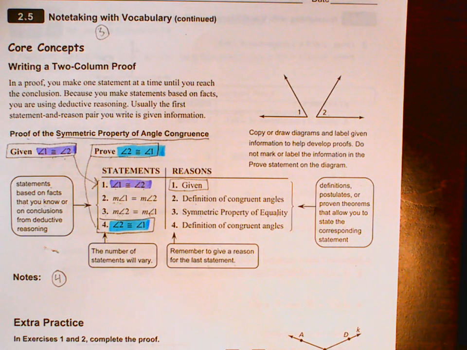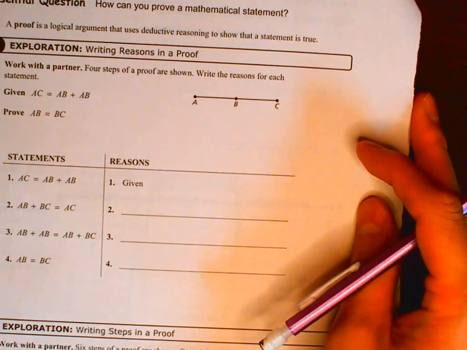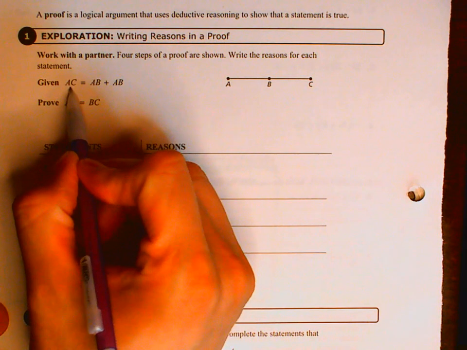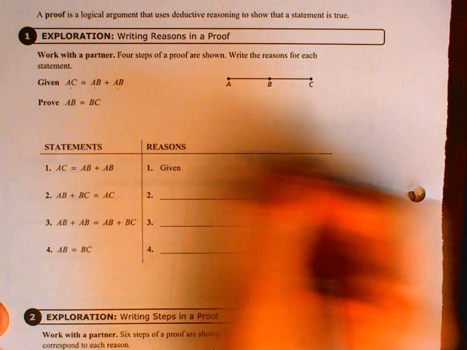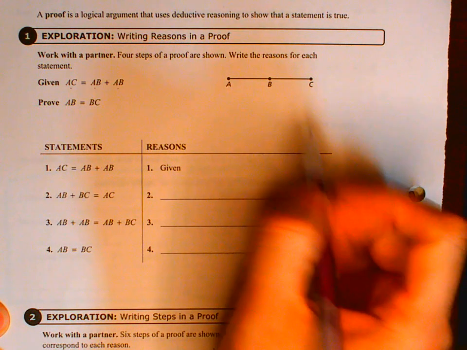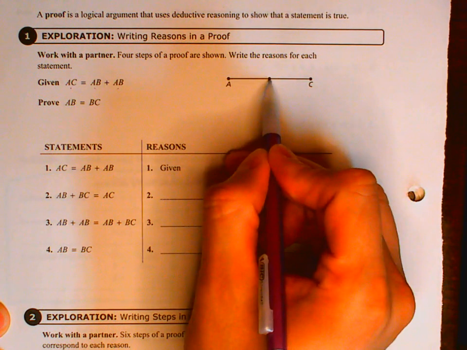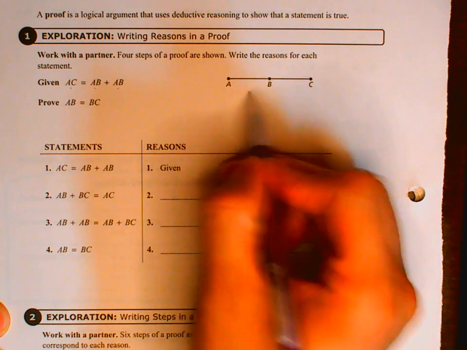So now we're going to proceed to the exploration. Please go back to page 54 in your journal. Page 54 in your journal. One of the things you have to see is what it is that I am given. I am given that AC is equal to AB plus BC, in reference to this diagram right here. And I'm trying to prove that AB and BC are congruent.